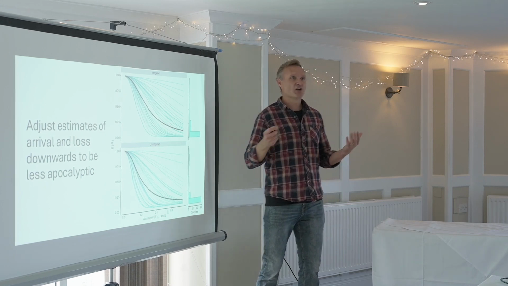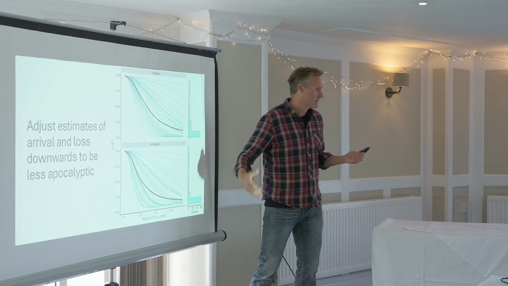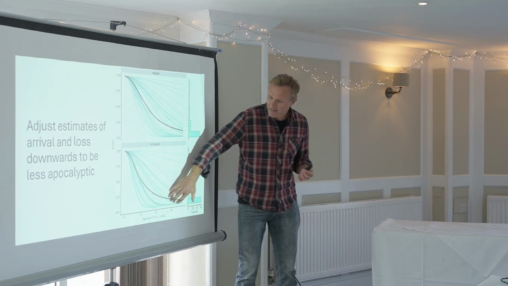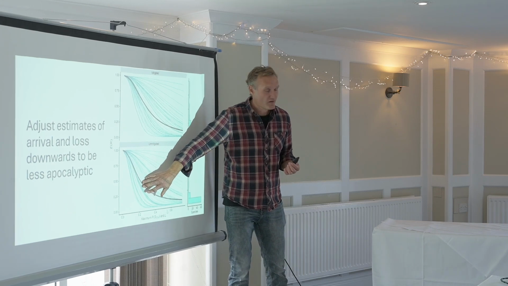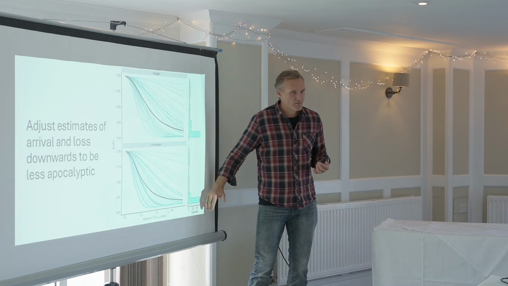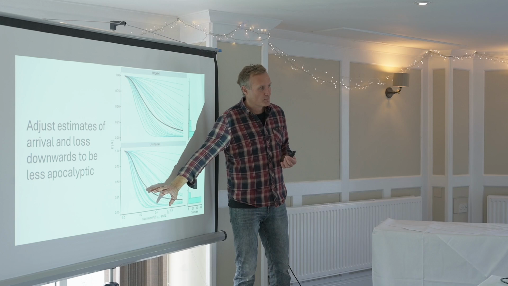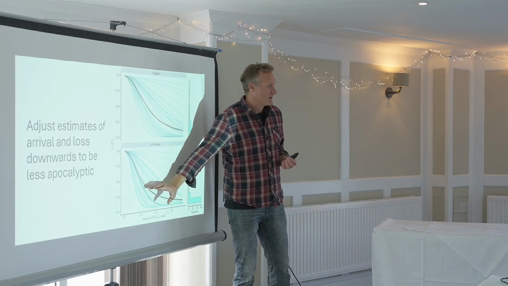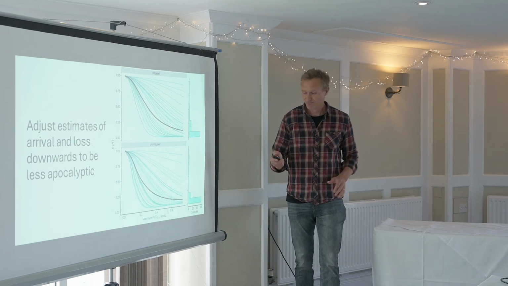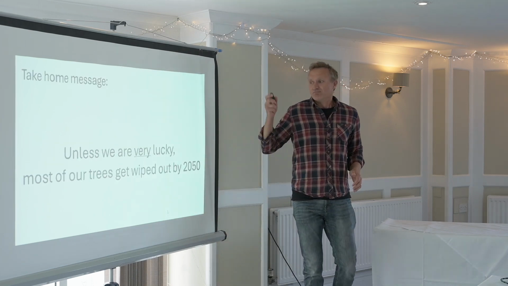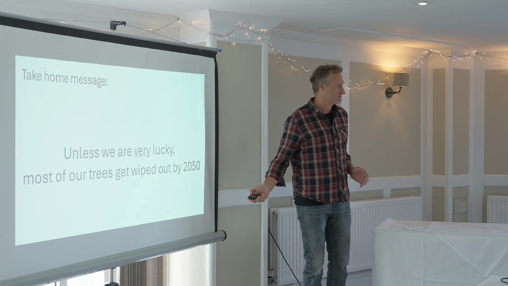So let's say the ash dieback actually only causes 20% damage. We know it doesn't, but let's pretend it does, and we slide everything down. At that point, we're actually only losing, let's say, a median of half of our productivity. But we have to be very, very optimistic in order for there to be much of a tree production system left in the UK, according to these data. Take home message: unless we are very lucky, most of our trees will get wiped out by 2050.